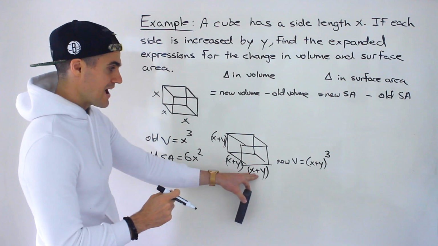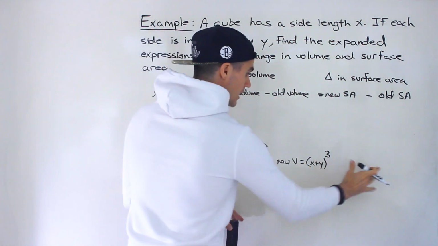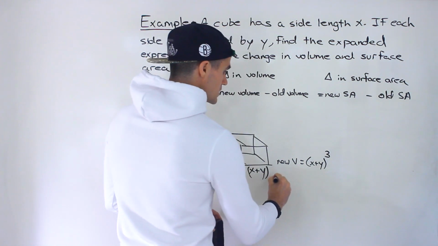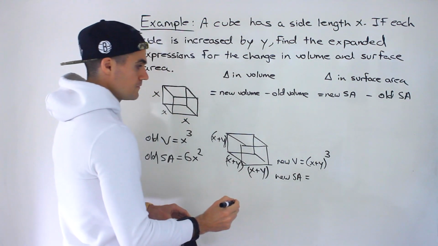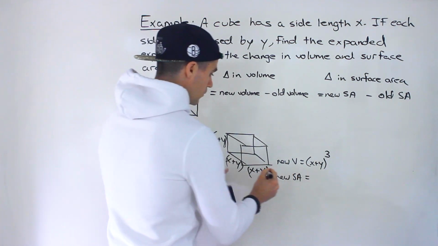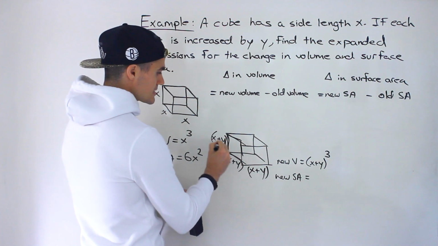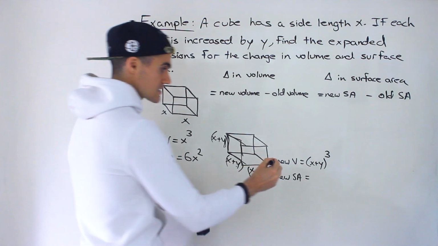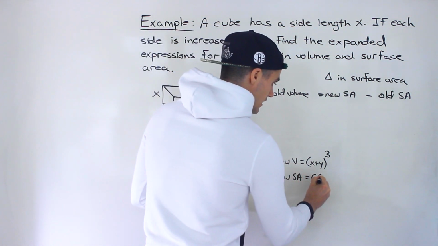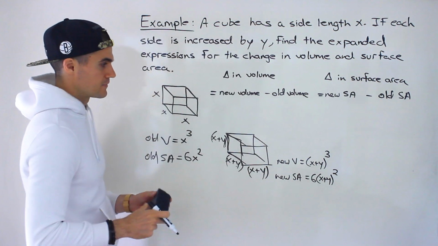It's going to be that side to the power of 3, multiplied 3 times by itself. What's the new surface area going to be? Well, notice how one area is (x + y) times (x + y), or (x + y) squared, and there's going to be 6 of them. So it's going to be 6(x + y) squared, like that.